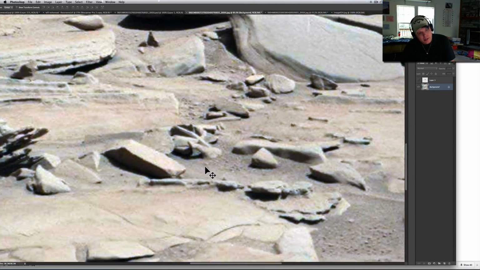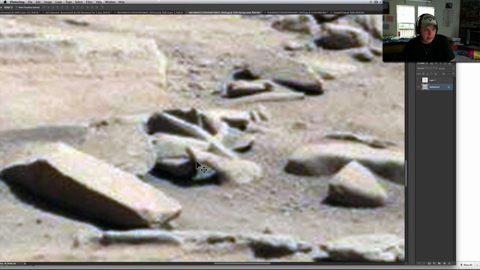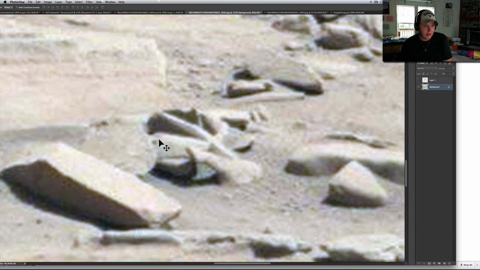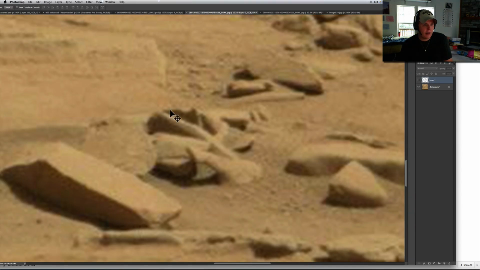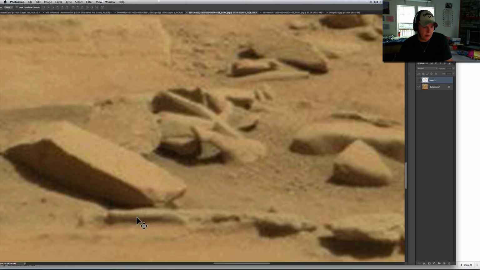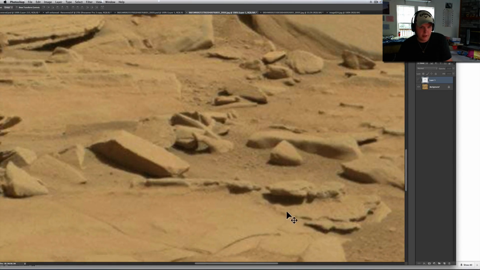Whoa, I didn't notice that before. Check that out. Look at the pattern on that. Let's back that up a little bit, see if it stays there. Yeah, that was there. Wow. That's an interesting pattern, whatever that is. And it's by rocks that seem to be shaped. This seems to be shaped too, whatever this was. And it's just buried there.